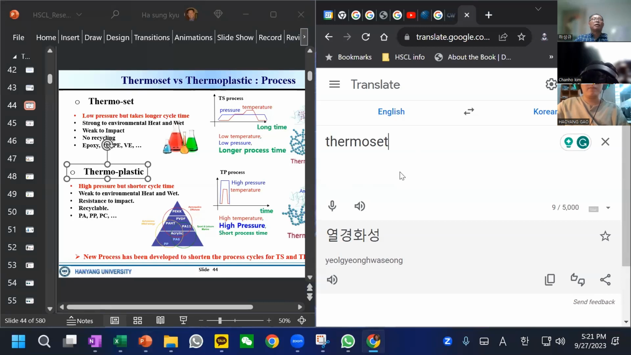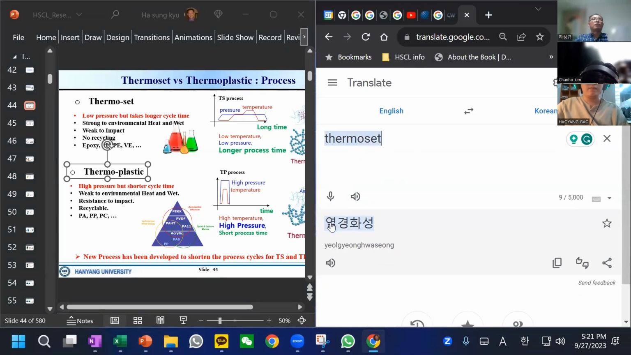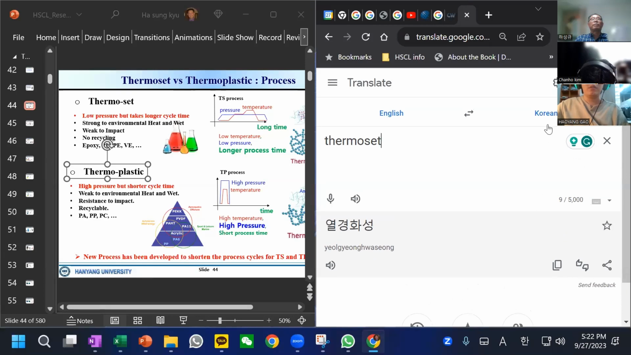Since we have multiple nationalities, I'd like to explain thermoset. In Korean, 열 means thermal, and set means 경화, which is hardening. In Chinese, thermal is also 열. 경화 or 고체, and 성 is a characteristic. So thermoset, I hope you don't forget this word.